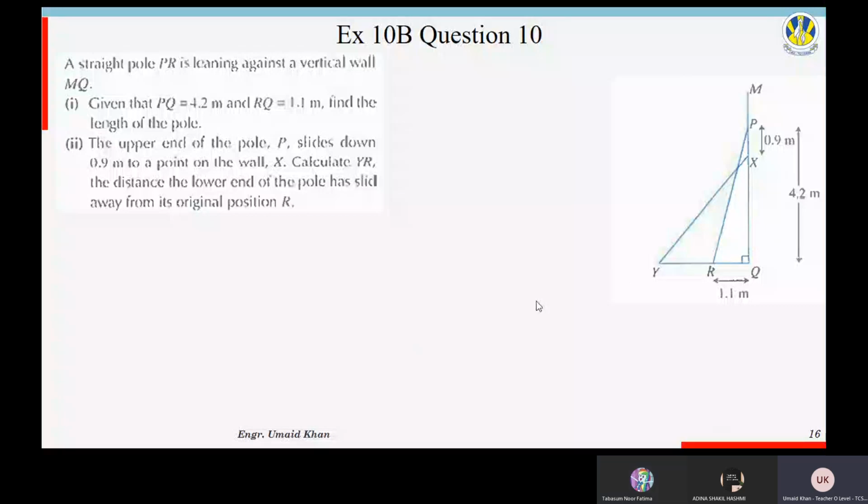I hope it goes smoothly, because this is a very important question. Okay, don't worry. Go through this question. If you are not able to understand, then we will discuss it in the next class again. Okay. So in this particular question, I am given a wall MQ.